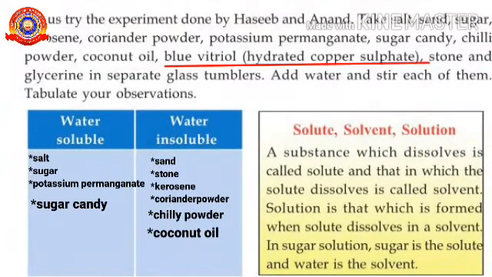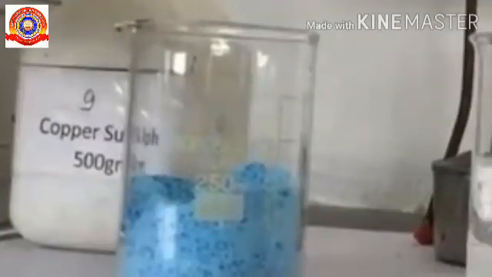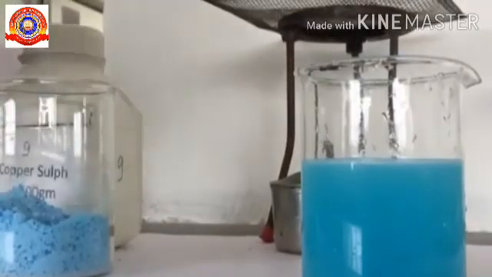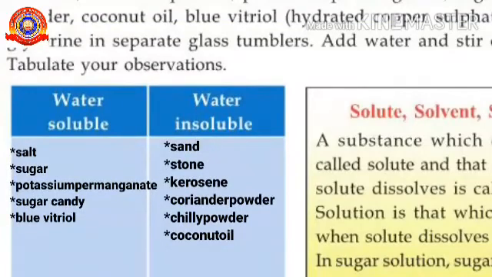Then blue vitriol, otherwise called hydrated copper sulfate. You can see copper sulfate powder in this beaker. When we mix copper sulfate with water, what will happen? Observe. Yes, it dissolves, isn't it? So, it is in the water soluble list. Last one is glycerin. You know, glycerin is not soluble in water. So, dear students, you need to copy this table also in your textbook using pencil.